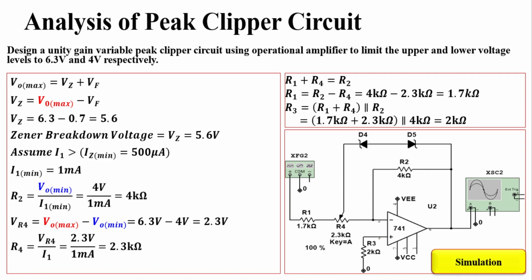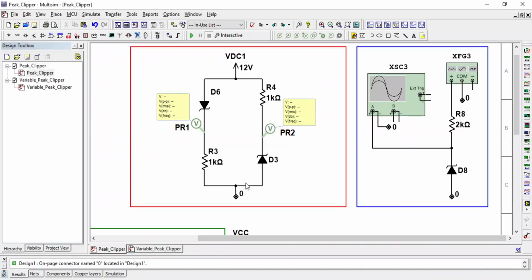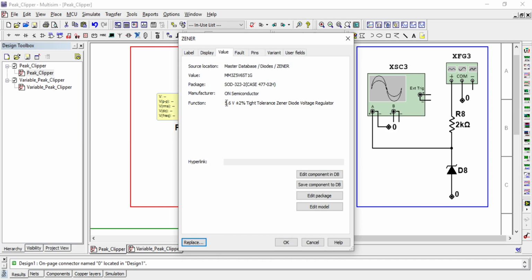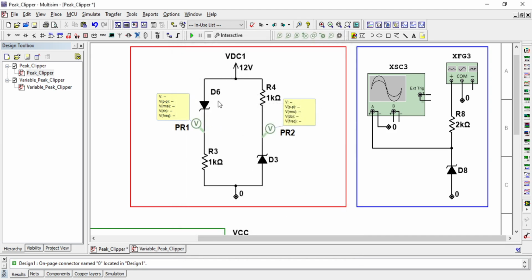Now let us talk about the simulation part and see all the minute details of this particular circuit. So first of all, I'll show you how we can find the Zener diode. Here I am using a Zener diode which has a breakdown voltage of 5.6 volt. I have connected a voltage source of 12 volt, Zener diode, and then 1 kilo ohm, and then ground.